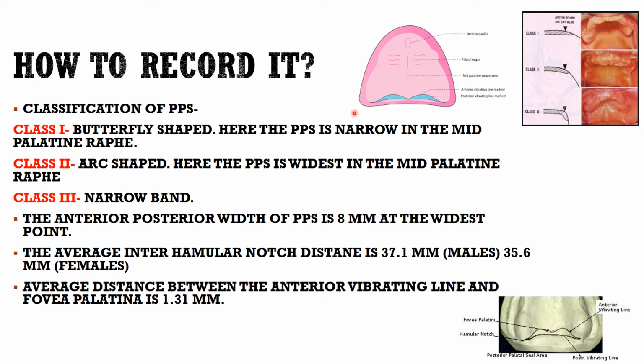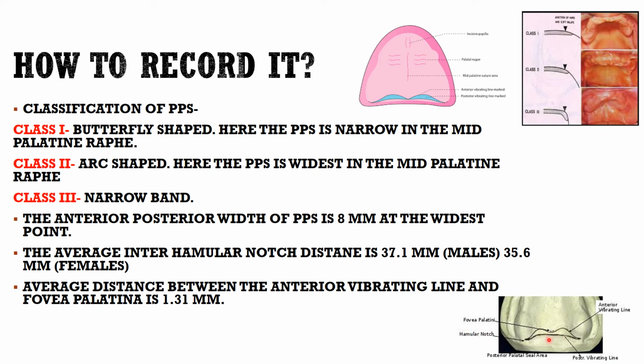And the average distance between the anterior vibrating line and fovea palatini is 1.31 mm. So what is fovea palatini? Fovea palatini is this dotted portion, as you can see over here. It is present in front of your anterior vibrating line.